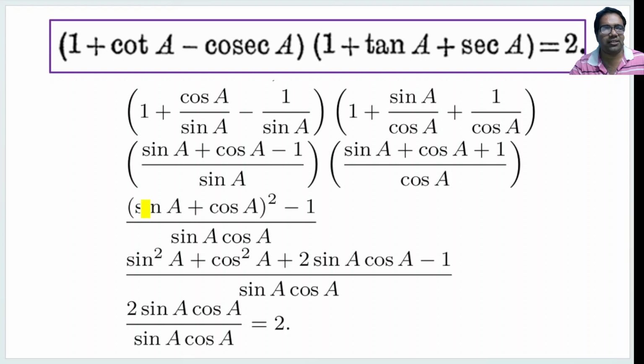Now what is this expansion? A square plus b square plus 2ab. Right? Sine square A plus cos square A plus 2 sine A cos A minus 1. But sine square A plus cos square A is anyway 1. So this 1 minus 1 will cancel. So it will be left with 2 sine A cos A divided by sine A cos A. Right? These two will cancel. Sine A cos A will cancel and will be left with 2. Right, guys? We just simplified and converted everything to cos and sine.